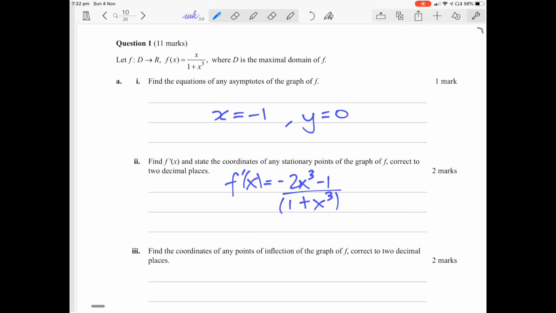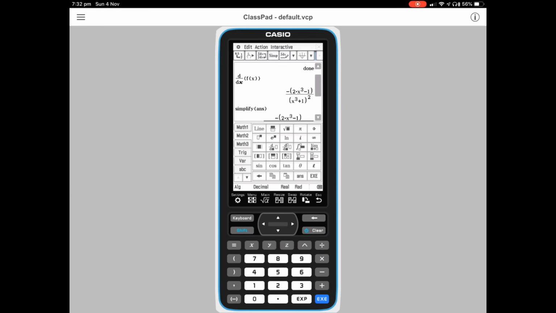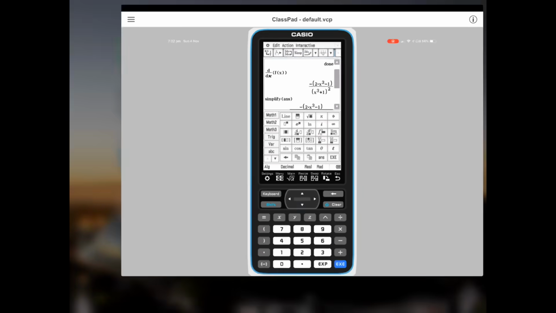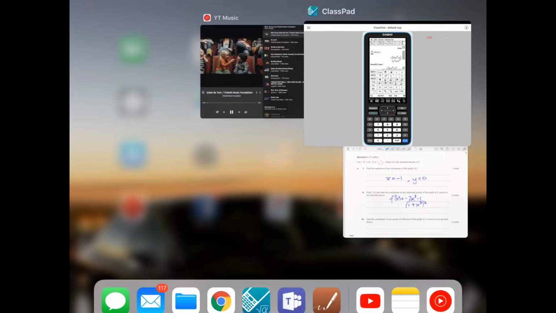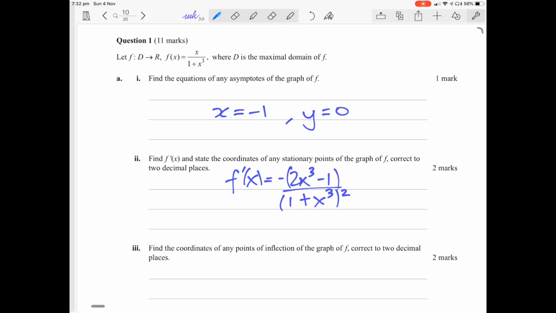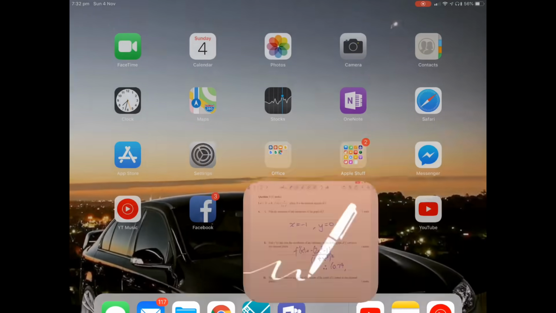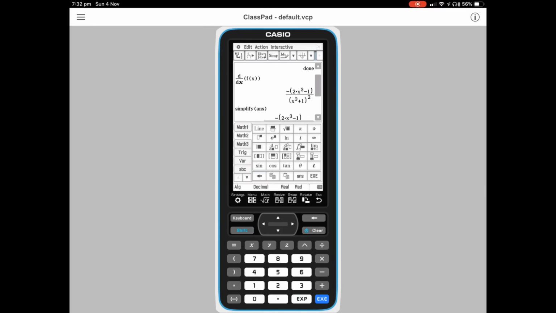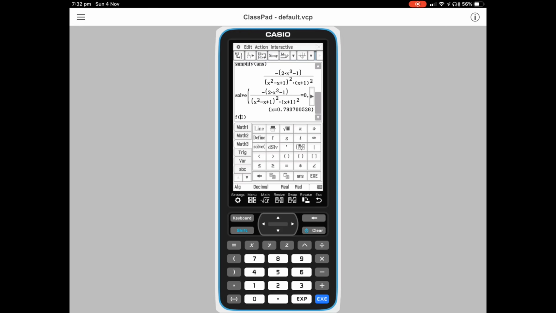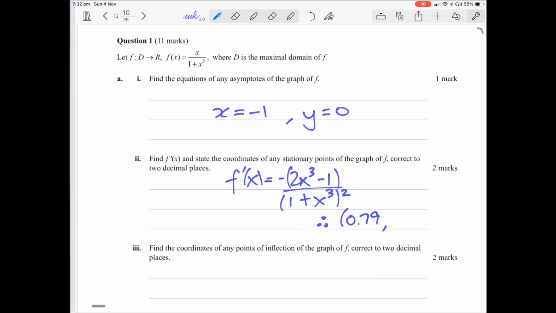What was it? It's annoying having to switch between two. 2x cubed minus 1, squared. Was that a bracket on the top? Yep. Okay, so therefore x equals 0.79. And of course we want our y value. So then we just say f of 0.79, which is 0.53.